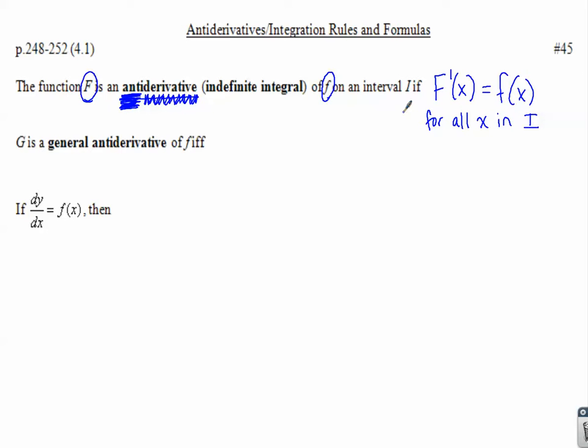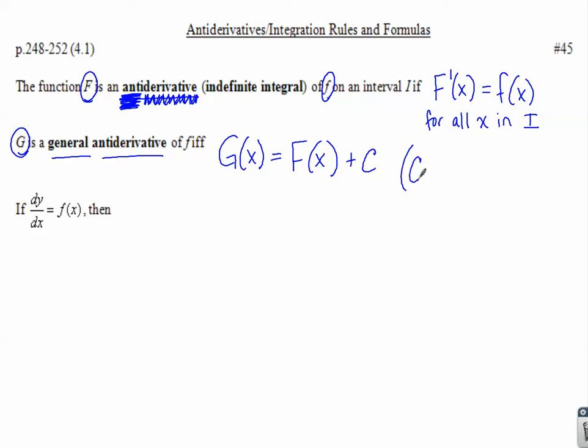A general antiderivative, so we're going to say capital G to name this general antiderivative of f, if and only if capital G of x equals the antiderivative plus some constant, plus c. C is called the constant of integration.